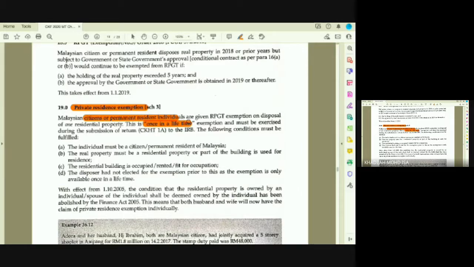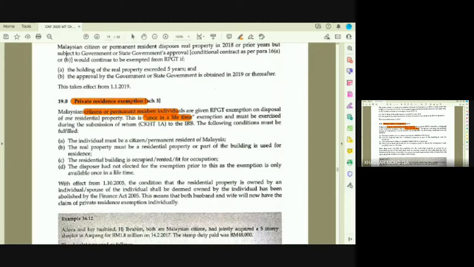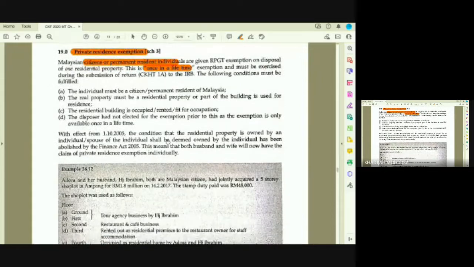Yeah, so exemption means that even though you have a gain on the disposal, you can apply for exemption. Yeah, when you submit your CKHD 1A, you must be a citizen, and the property must be a residential property, and then fit for occupation. And then you have not elected exemption prior to this, right? Not elected, yeah? Because you are only given one time, right? So you have to choose. So if you have many properties, then you have to decide which property you want to go for exemption.